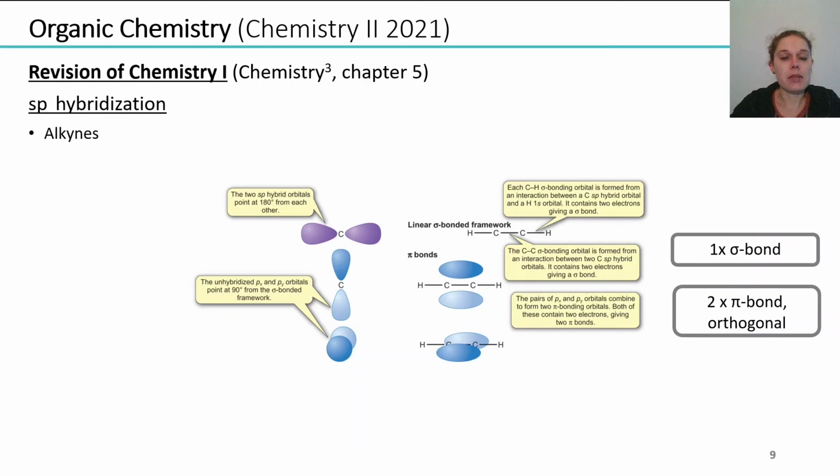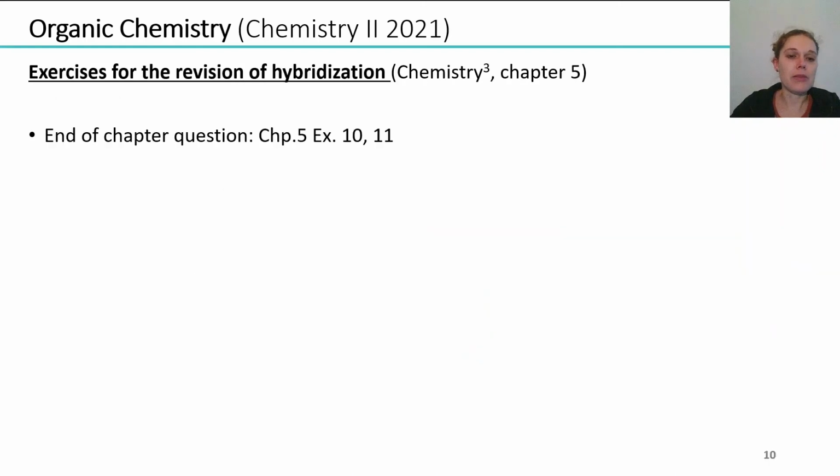And again, the sigma bond is stronger than the pi bond. And you can directly test your knowledge with the end of chapter questions from chapter 5, exercises 10 and 11.